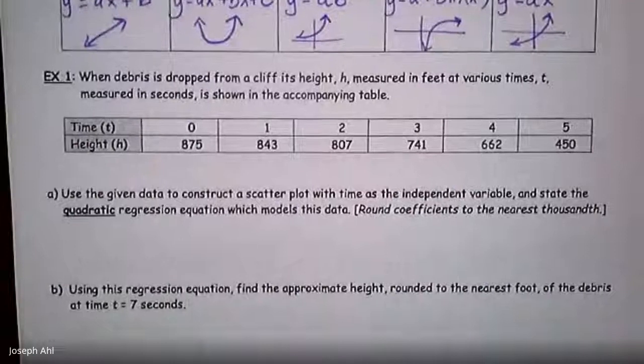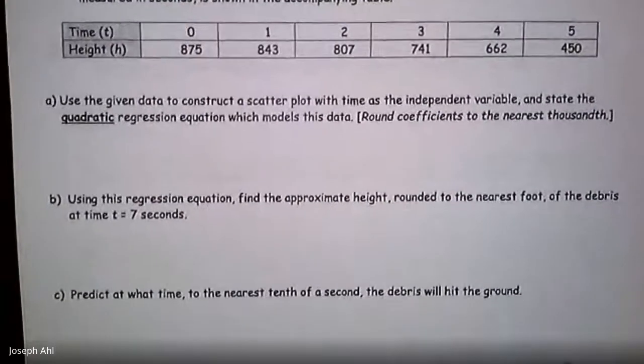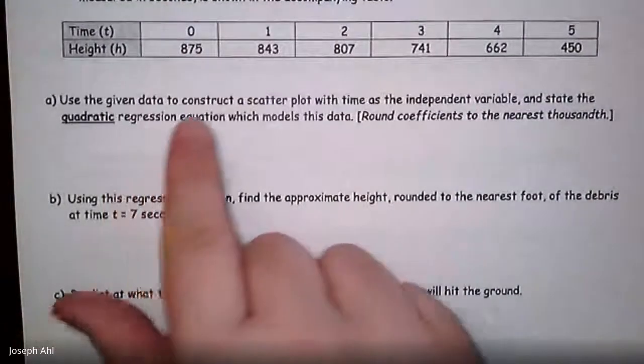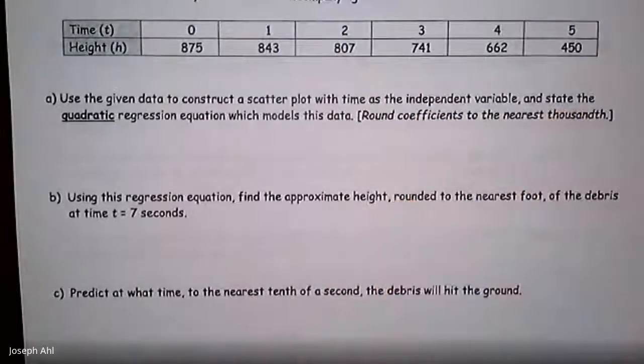Here's a set of data. It says when debris is dropped off from a cliff, its height h is measured in feet at various times t measured in seconds, and it's shown in the table below. So here's the times, here's the heights. Use the given set of data to construct a scatter plot where time is independent and state the quadratic regression equation which models this data. We're going to round to the nearest thousandth.